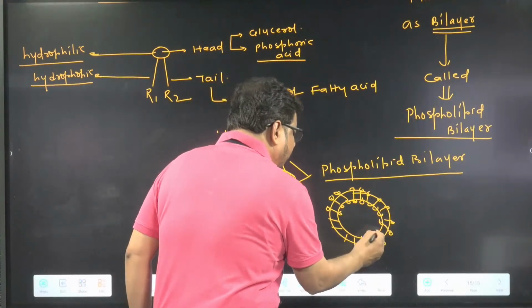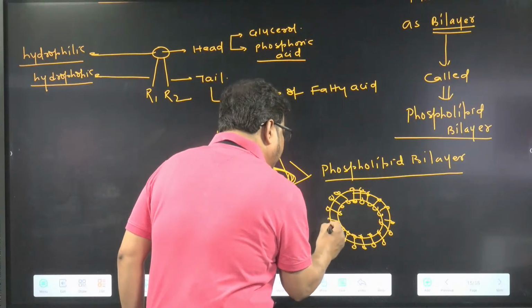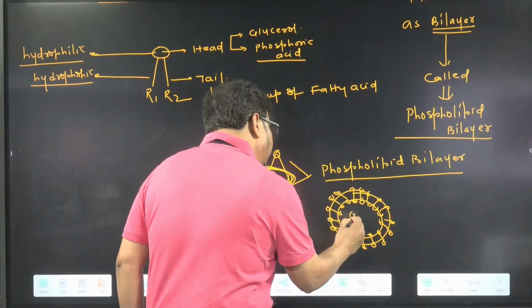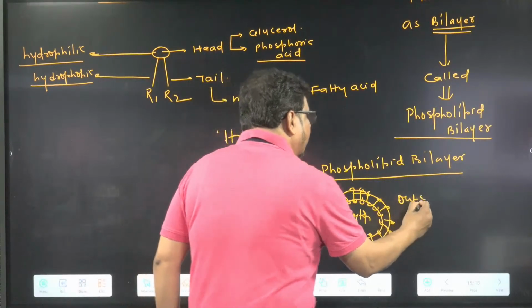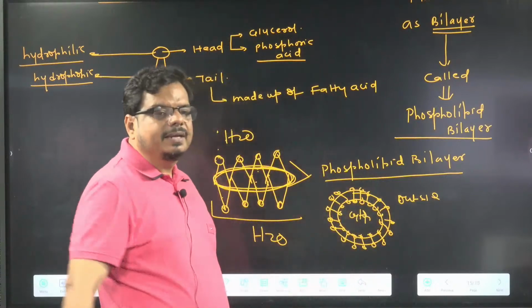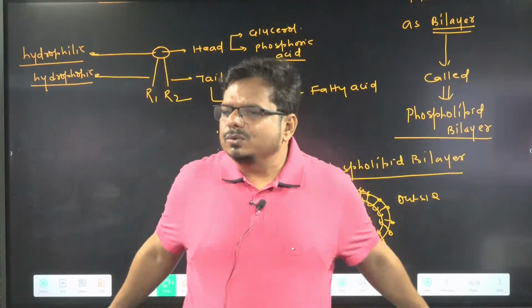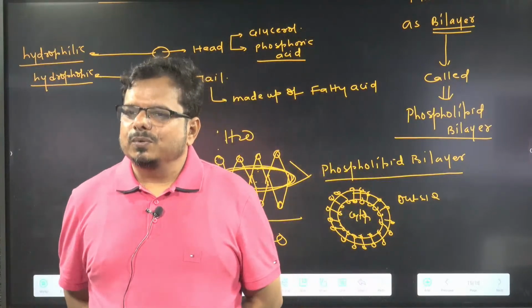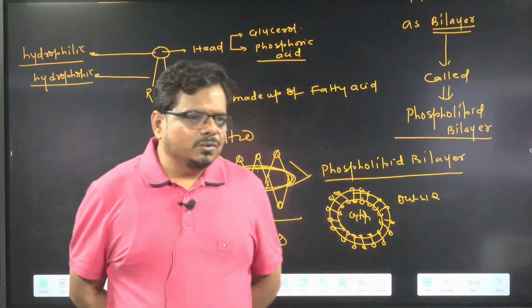So when a micelle formation occurs, toward both the inner and outer side the head is there. This is the cytoplasm, and this is outside, and this is the phospholipid bilayer of the cell membrane. So formation of a micelle occurs when you throw phospholipid into the water. Understanding the idea? Picture came or not? So you got the idea.